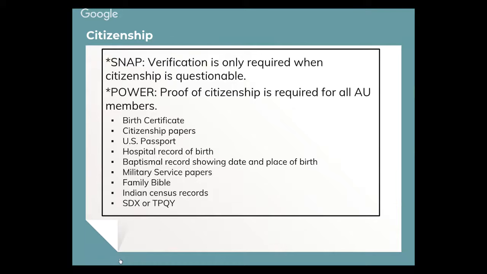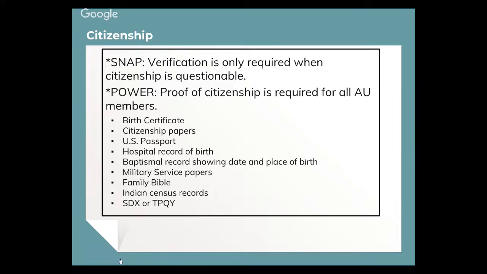Some things that we can use to verify citizenship are birth certificate, citizenship papers, a U.S. passport, a hospital record of birth, a baptismal record showing date and place of birth, military service papers, a family Bible, Indian census records, or an SDX or TPQI.